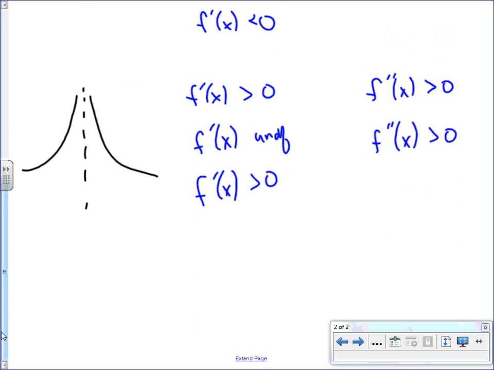Wait, why is the third one? This one? Right here. Oh, I wrote it wrong. Oh. Right there. Hey, in front of it. Did I fix that? Or did you all write it down correctly? Right.